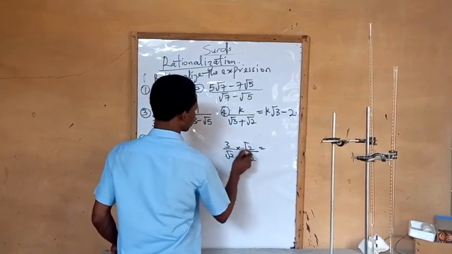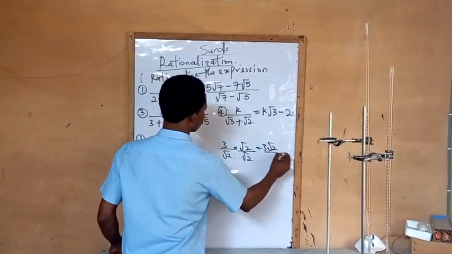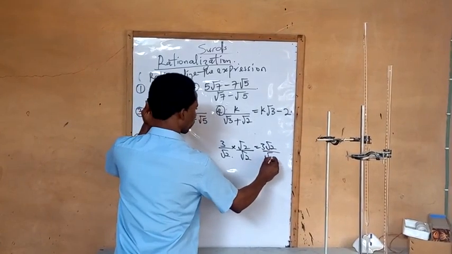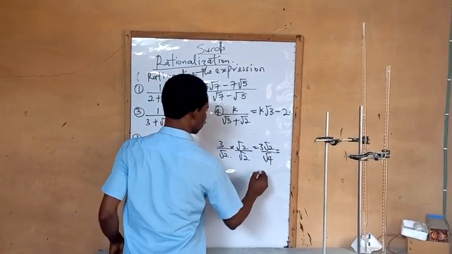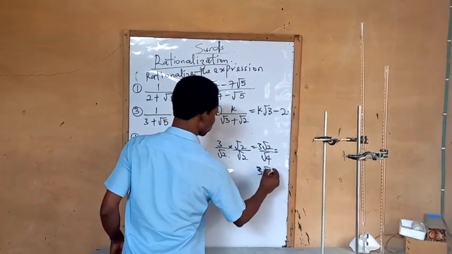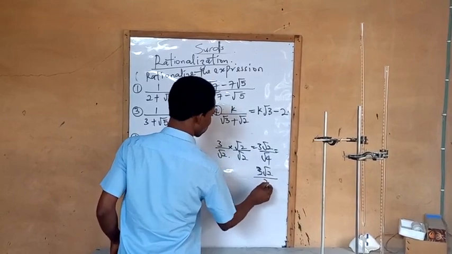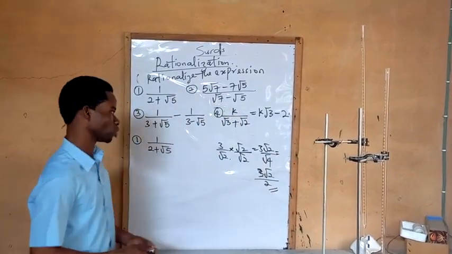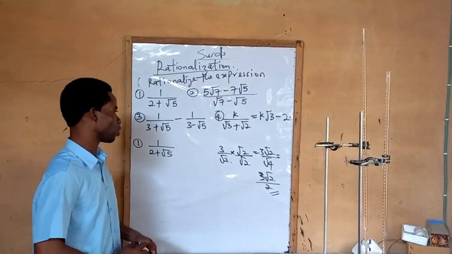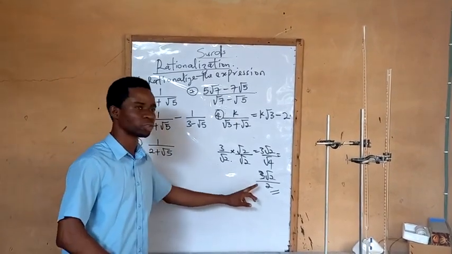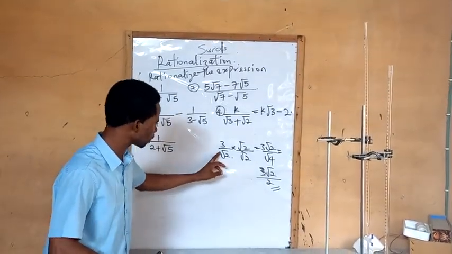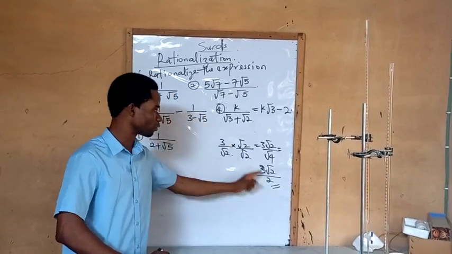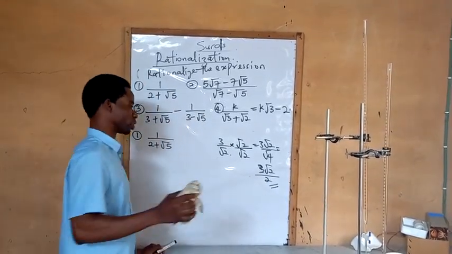So that is 3 times root 2, that is 3 root 2. Root 2 times root 2, that is root 4. And 3 root 2 over root 4, what's root 4? That is 2. So that is the answer for the rationalization of this. So can you see that the square root has been cleared off and we have 2 in the denominator. So that is what we call rationalization.